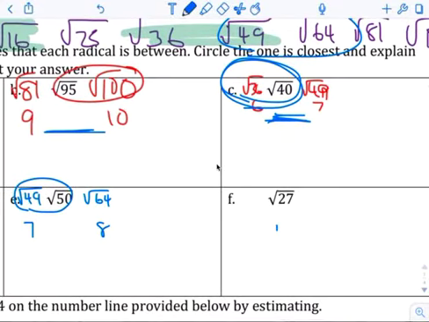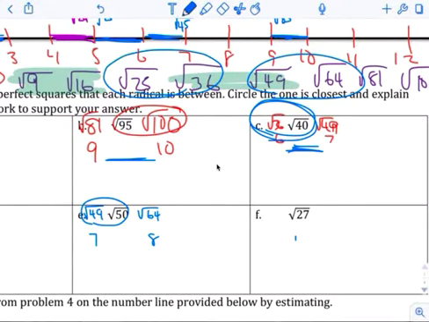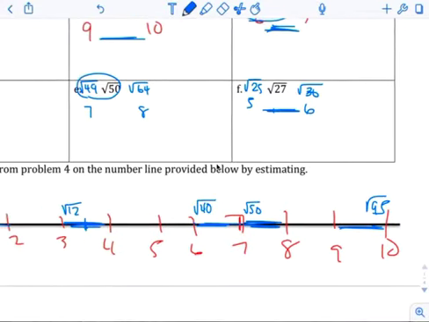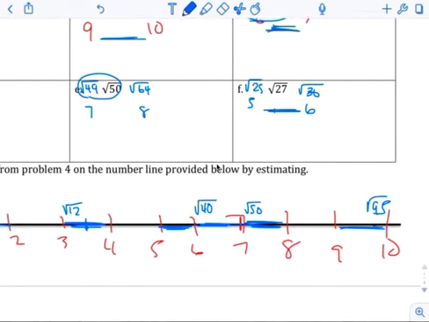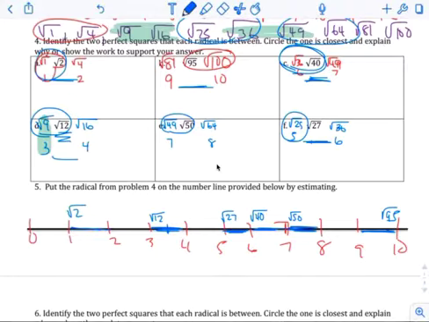Square root of 27 is between the square root of 25 and the square root of 36, which is 5 and 6. Between 5 and 6, closer to 5. Square root of 27. Okay.